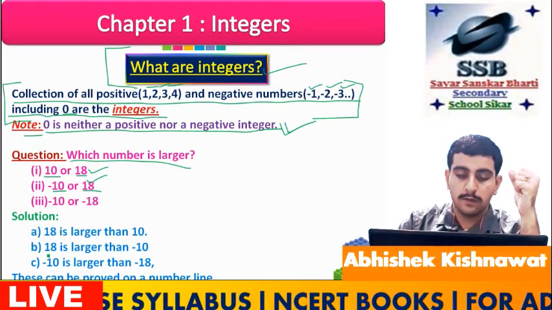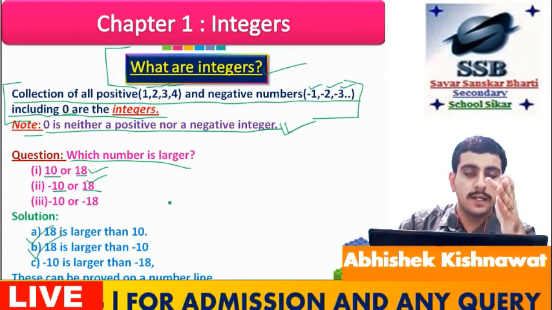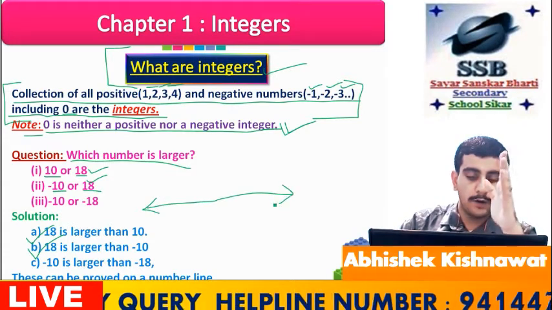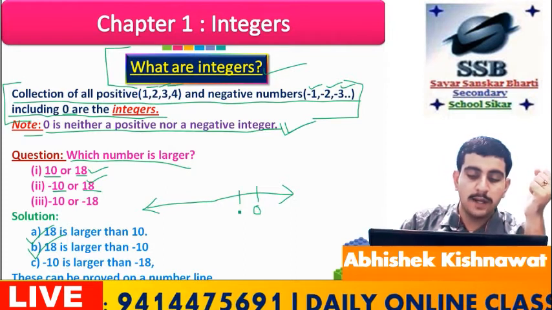Which number is larger, 10 or 18? Yes, 18 is larger than 10. Next is minus 10 or 18. Which is larger? 18, obviously, it is positive. Next is minus 10 or minus 18.